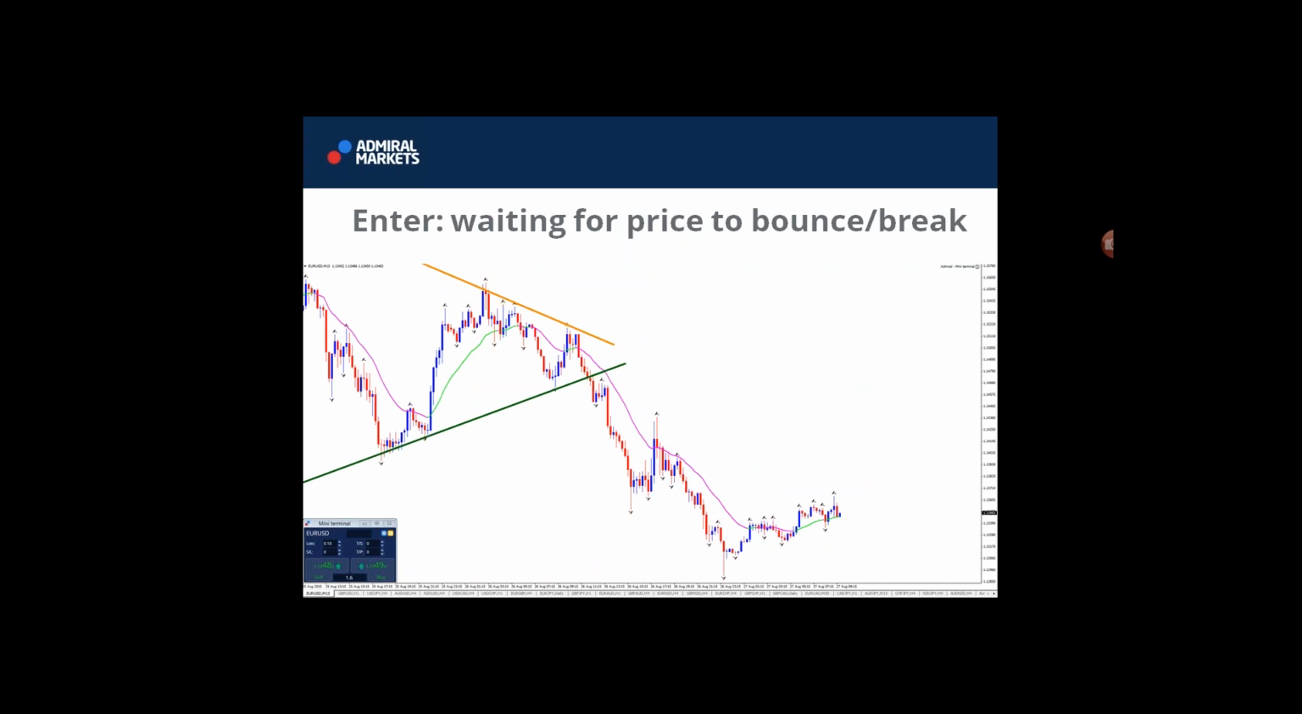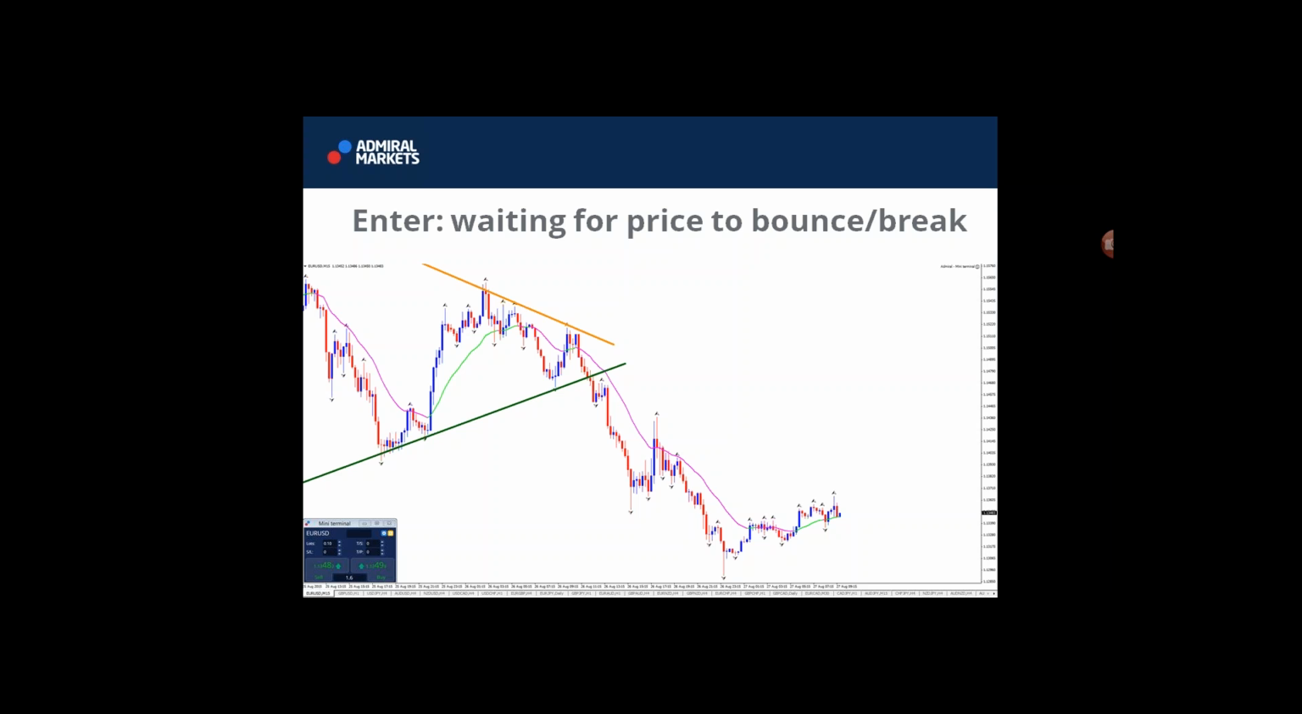Break of the resistance, potential for longs, break of support, potential for downside. Those were the lines in the sand. Those were decision moments when price goes through it. That's when I'm interested in trading it. If it stays between those trend lines, I could trade bounces, or I could just wait for the break. Just hang on and be patient for that moment.